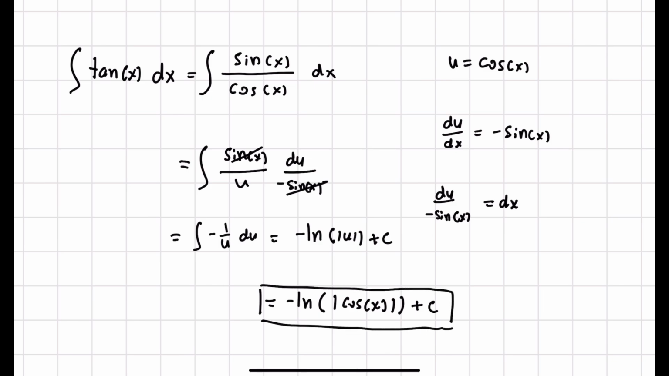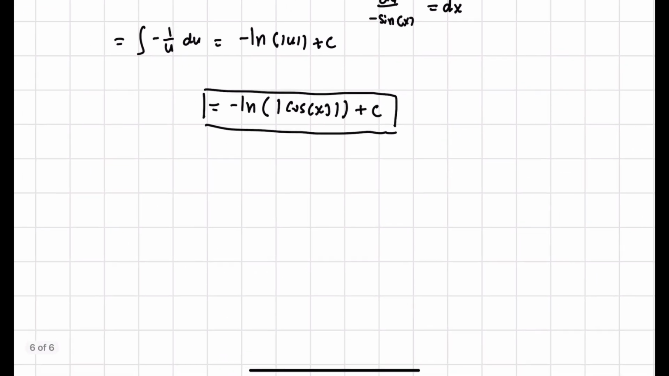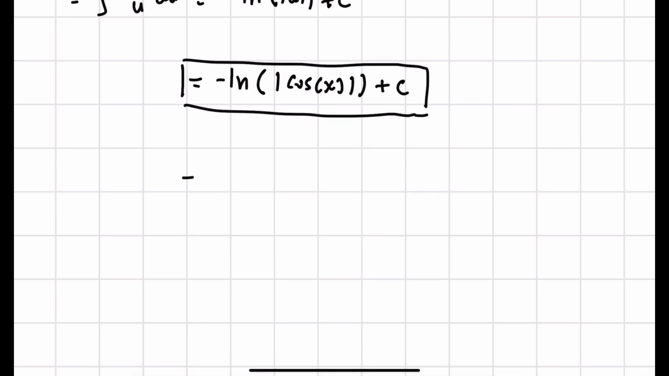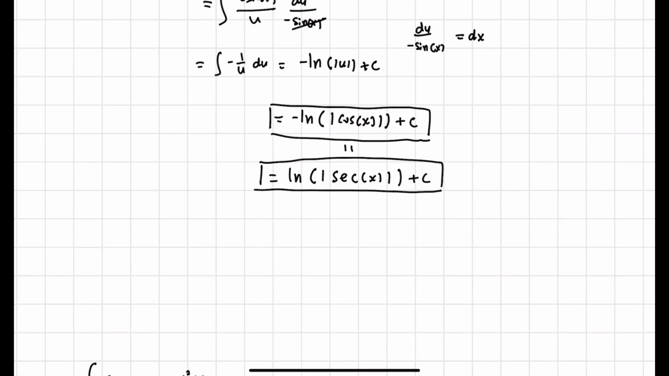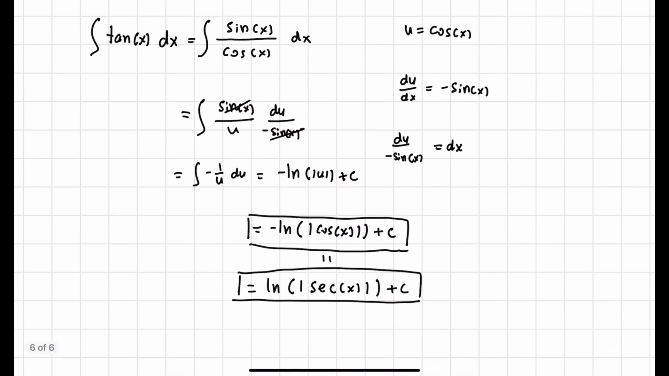But just note that this could also be written as ln absolute value secant x plus c. I'll leave this as an exercise for you to show why these two are equivalent, but this is our final answer, and either one of these is acceptable.